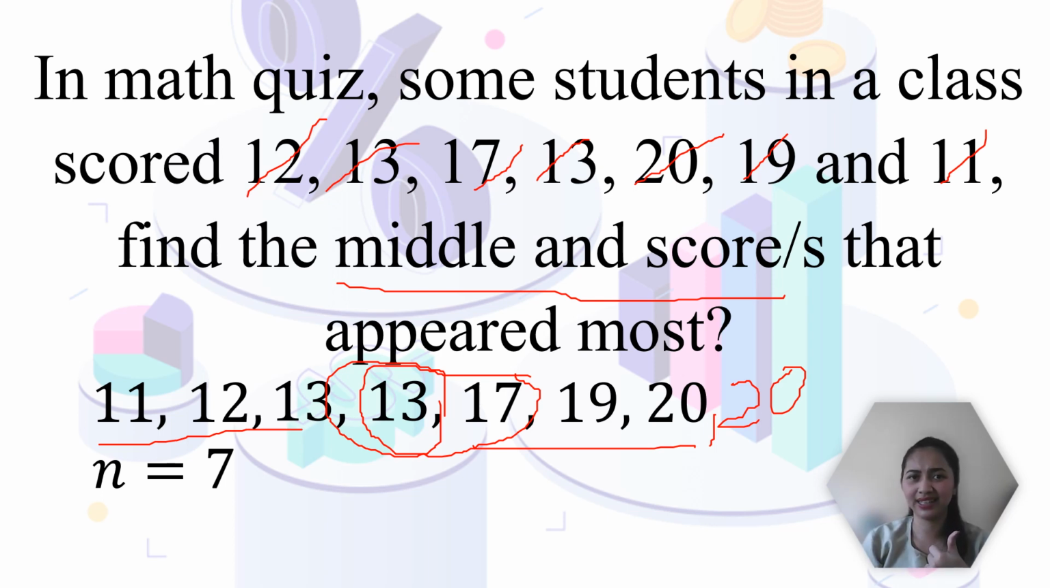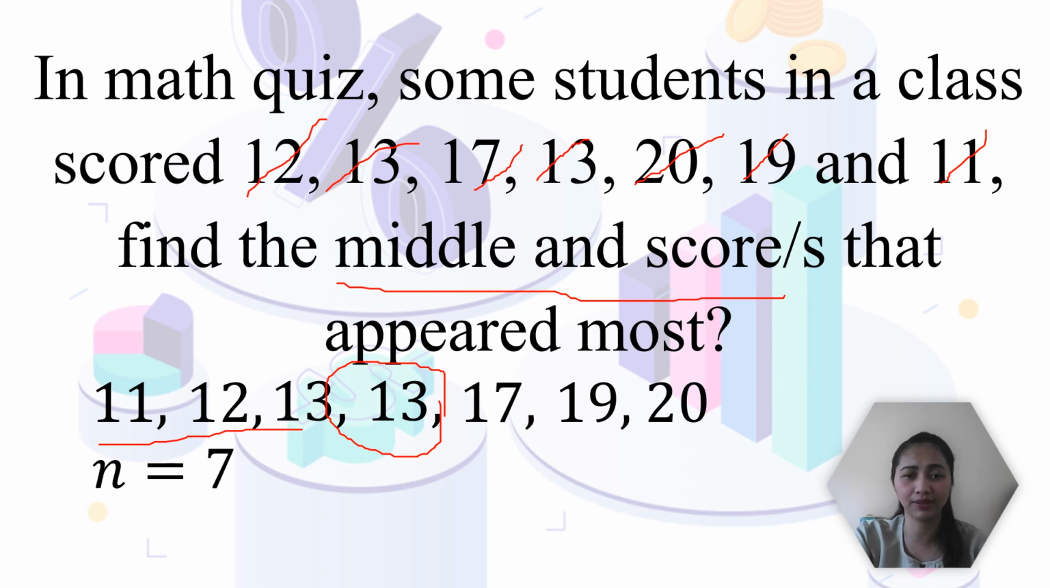Nakakahabol ba? Okay, good. So, next question naman dito, mga anak ko, is what is the score or scores that appeared most? So, burahin ko lang mga anak ko dito yung nilagay kong 20 kasi ang given set of data lang naman dito is eto. So, dito, mga anak, pag sinabing appeared most, ano kaya ang ibig sabihin nun? Good. Pag sinabing appeared most, ano ba yung score na lumabas ng mas higit sa iba?